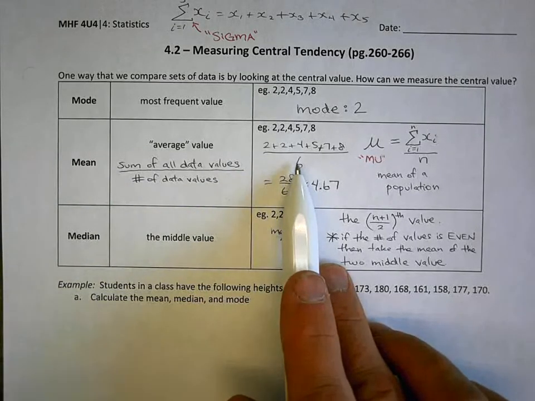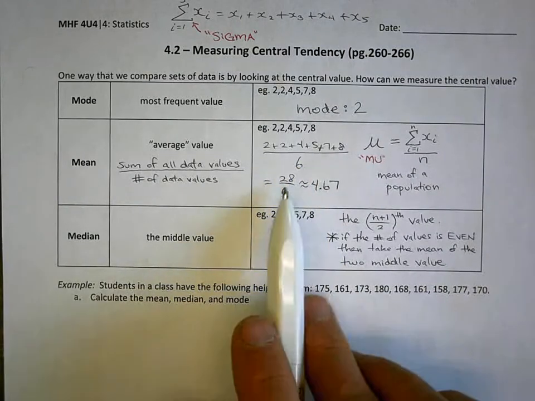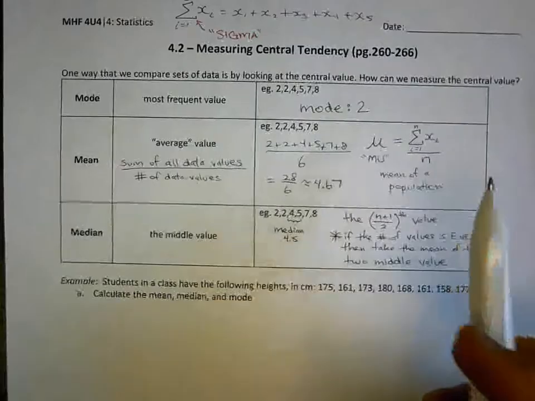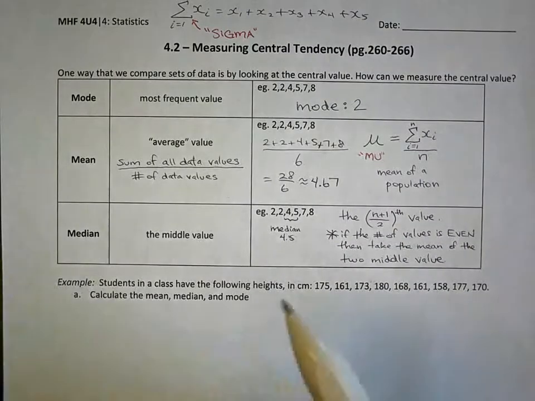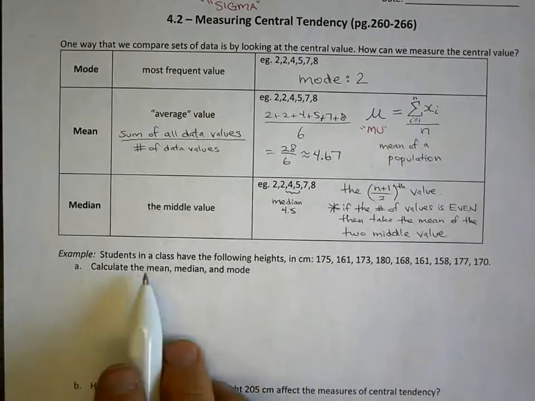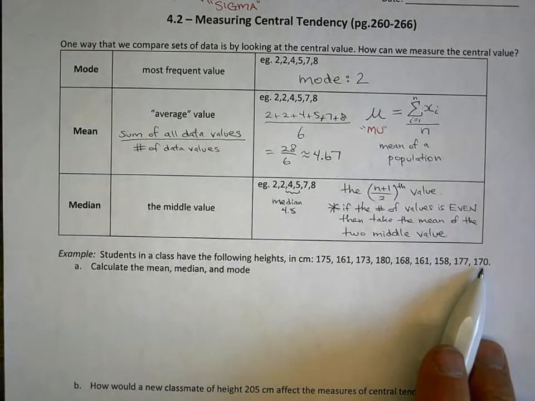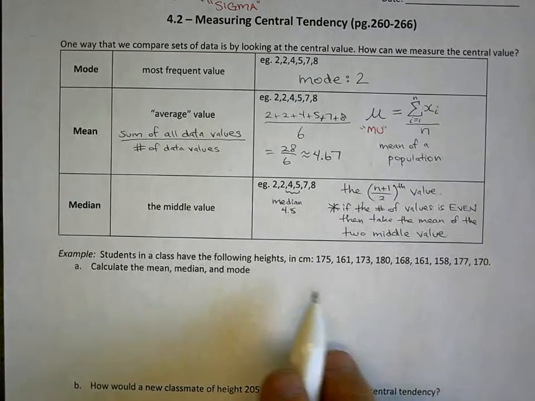That gives me an idea of the middle. It doesn't totally give me the best picture, but it's an easy number that I can use to summarize a whole population. Okay, so let's do a bigger example. Students in the class have the following heights. So I measure a bunch of people. Calculate the mean, median, and mode.